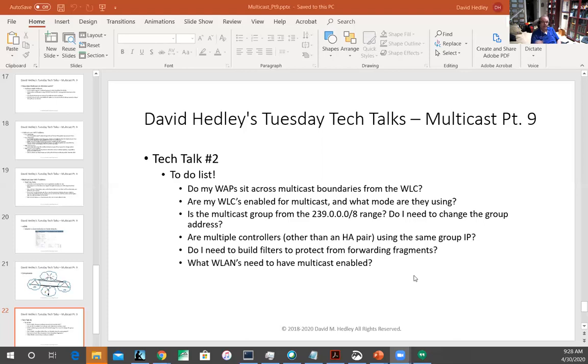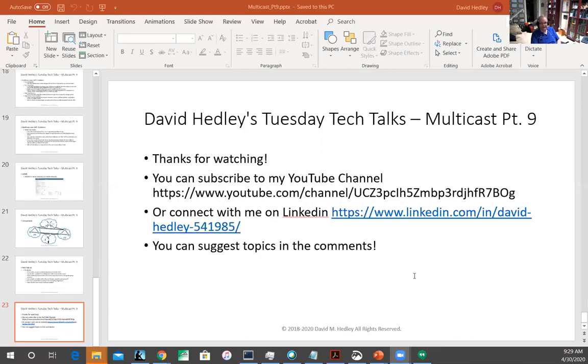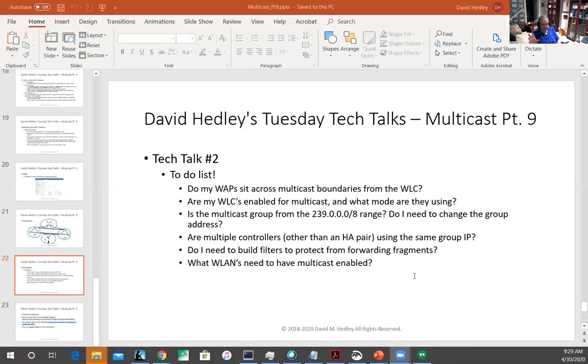Okay. So you need to enable PIM on both those interfaces. If it's just inside the same WLAN, it's less of a deal, so you don't really need to do the routed interface. So that's your to-do list.